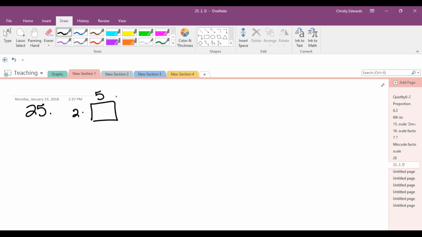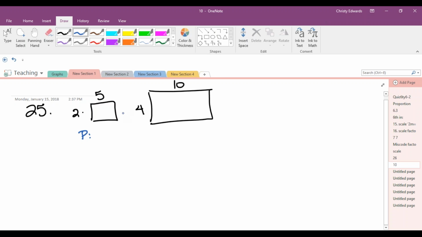If you have 2 centimeters tall, 5 centimeters long, and there's a double-sized rectangle, 4 to 10. As you do number 25, it asks you what's the perimeter. What's the distance around? 2, 5, 2, 5, right? What's the perimeter? 10, 11, 12, 13, 14. What's the perimeter of this one? 4, 10, 4, 10, which is 28, right? That's perimeter. First thing they ask is perimeter.